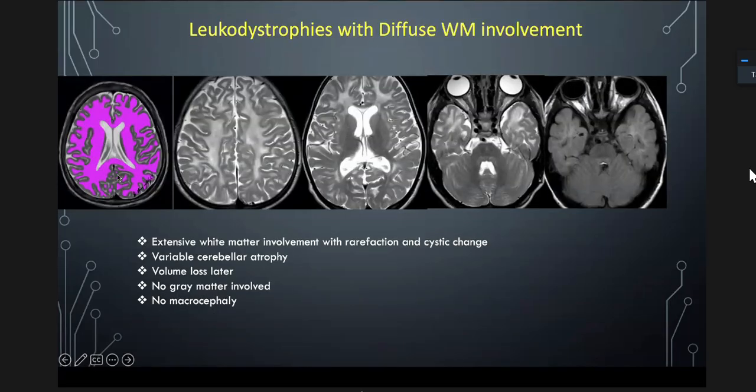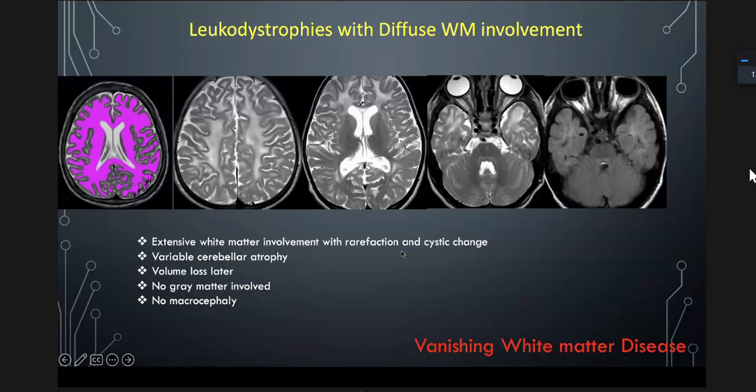Now, leukodystrophy with diffuse white matter involvement. Now, when there is diffuse white matter involvement, that means there is no predominance, no frontal or parietal predominance, and there is symmetrical involvement of the subcortical, deep as well as the periventricular white matter, like we see here in this case. And the gray matter is absolutely normal. That means the basal ganglia, thalami, brainstem all appear normal. So, this is a case of vanishing white matter disease.